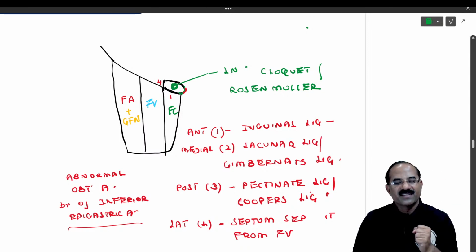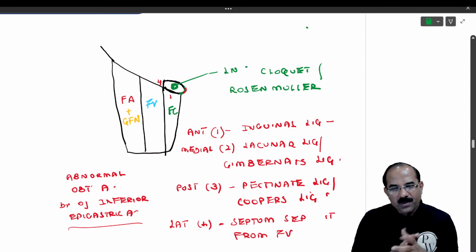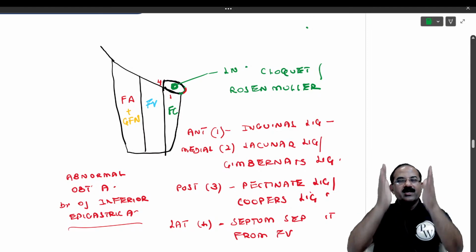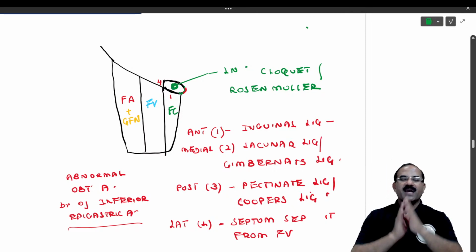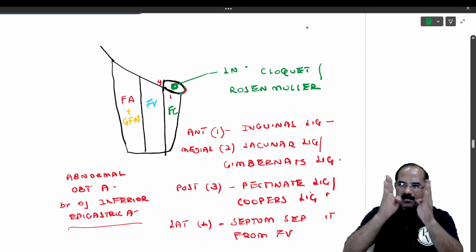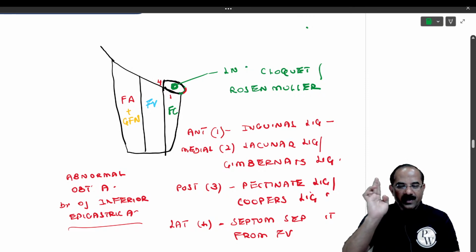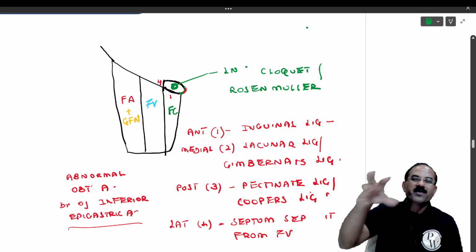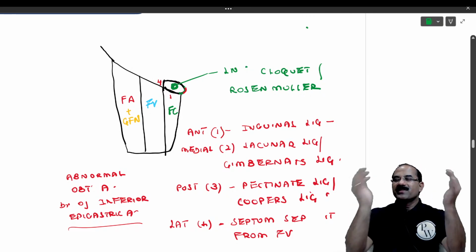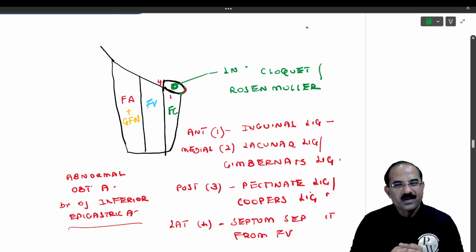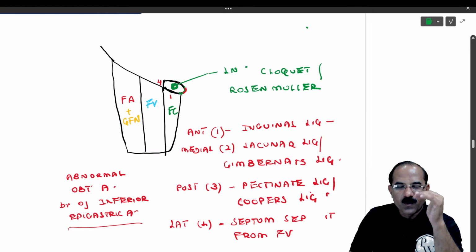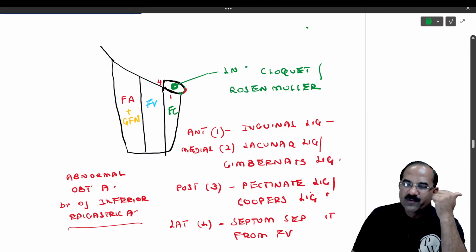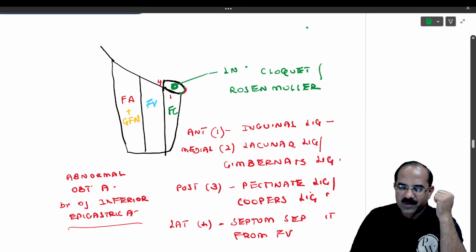inguinal lymph nodes, right? Then I told you about the boundaries of the femoral sheath that we discussed: anterior boundary, posterior boundary, and its compartments. We discussed the femoral ring and the boundaries of the femoral ring. And this femoral ring is wider in whom? We discussed that. Right, and occasionally the abnormal obturator artery would lie on the femoral ring, leading to hemorrhage.